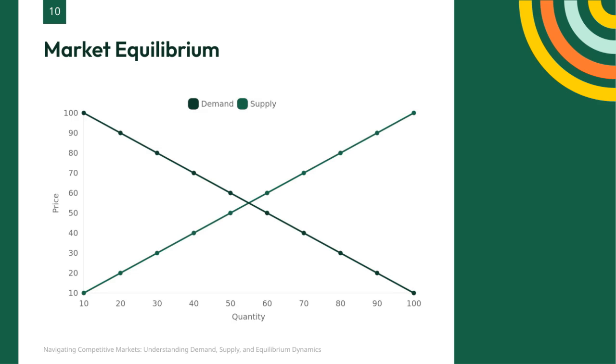The point where these two lines intersect is the market equilibrium, where the quantity supplied matches the quantity demanded at a specific price. This balance ensures an efficient market where resources are allocated optimally and neither surplus nor shortage exists. Understanding this intersection helps us predict how prices and output adjust in response to changes in supply or demand.